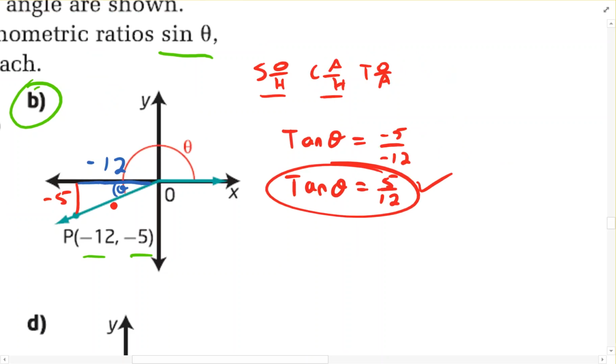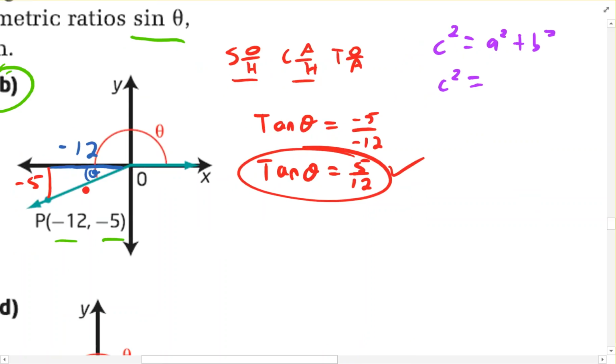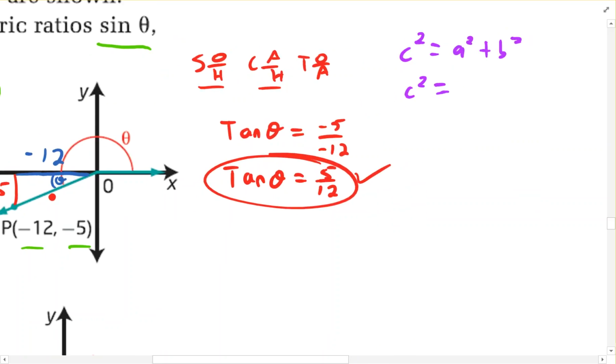Now we just need to figure out what the hypotenuse is. So hypotenuse, I'm going to say c squared is equal to a squared plus b squared. So c squared is going to be, you can leave the negatives there if you want. There, since it's squaring, it doesn't really matter. But so I can say 5 squared plus, what was that, 12 squared.